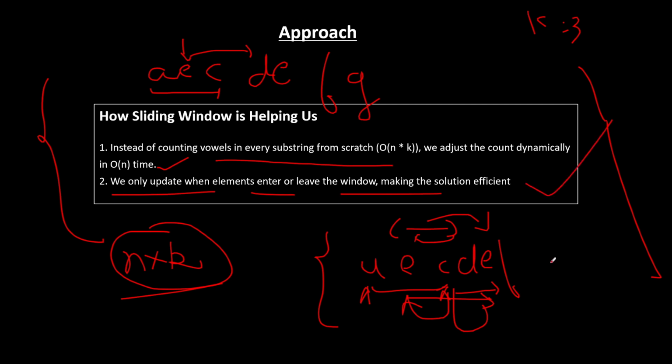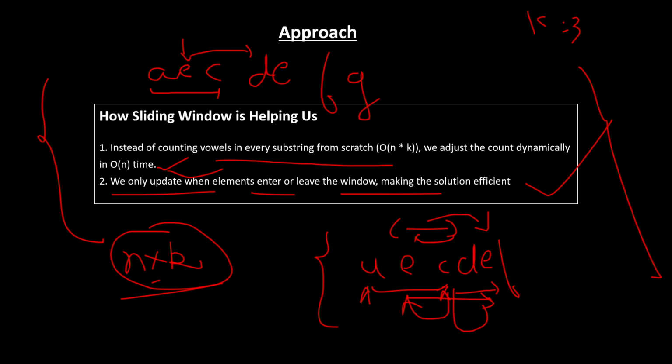Whenever a vowel enters, we increment the count, and if a vowel is thrown out of the window, we decrement the count. So this makes our task a lot easier, going from n into k complexity to O of n complexity. I hope you understood the approach and why we are using the sliding window in this case.